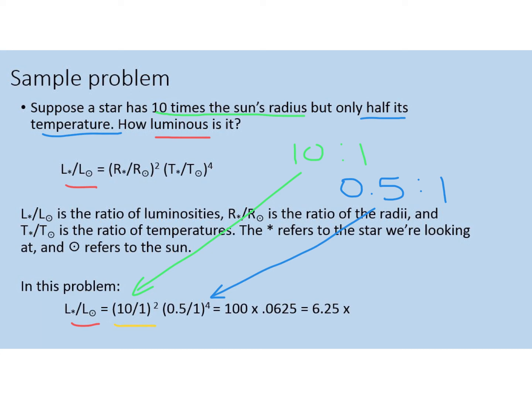10 over 1 squared is 100. 0.5 over 1 to the 4th power is 0.0625. Then multiplying those two together, we get 6.25. That means that the star is 6.25 times brighter than the Sun.